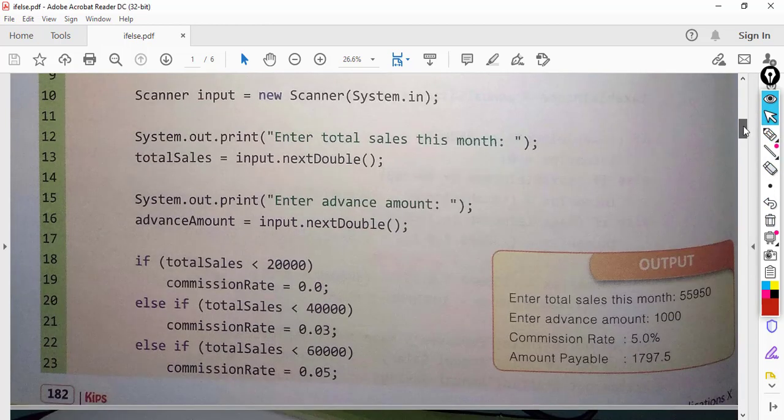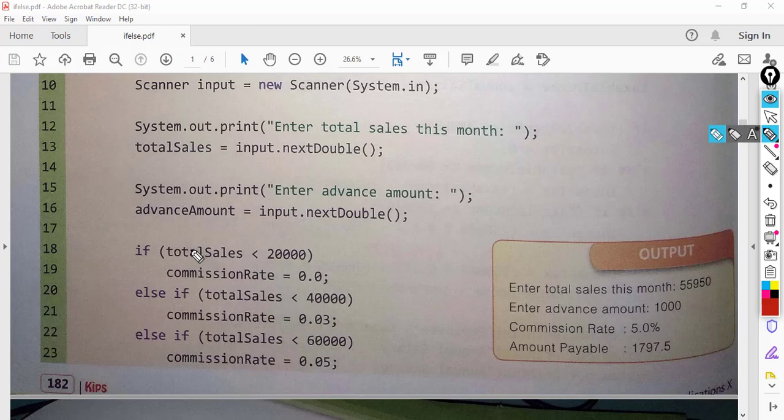So I am checking if total sales is less than 20,000. If it is less than 20,000, as per the table given above, the commission will be how much? 0.